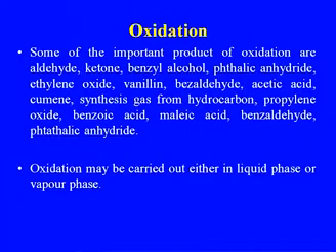Some of the important products of oxidation are aldehydes, ketones, benzyl alcohol, phthalic anhydride, ethylene oxide, vanillin, benzaldehyde, acetic acid, cumene, synthesis gas from hydrocarbons, propylene oxide, benzoic acid, maleic anhydride, and so on. Oxidation may be carried out either in the liquid phase or the vapor phase.